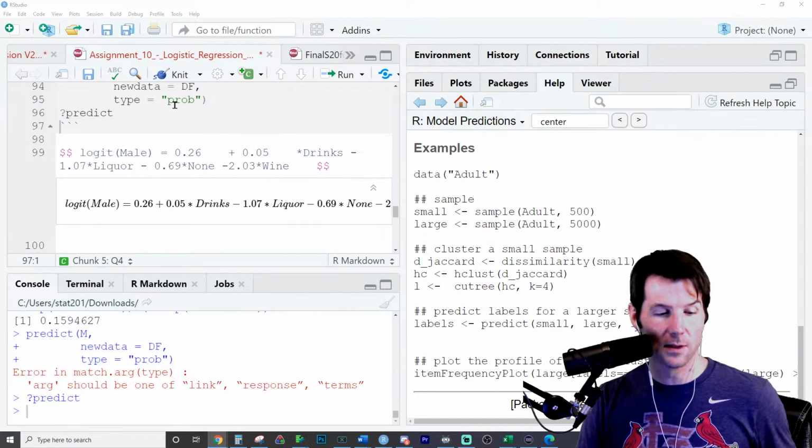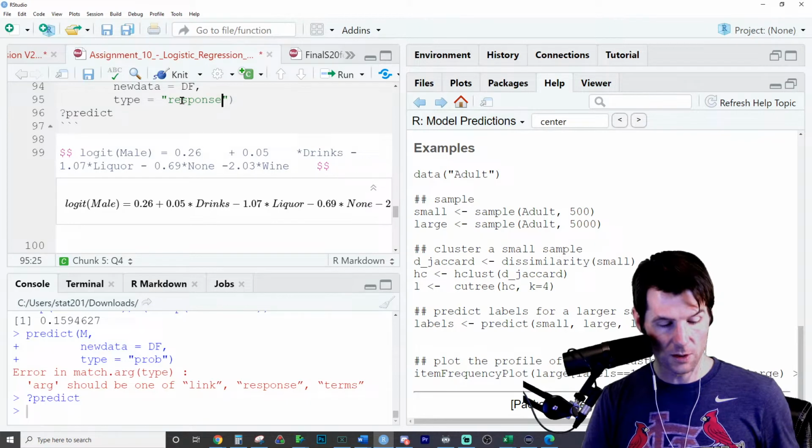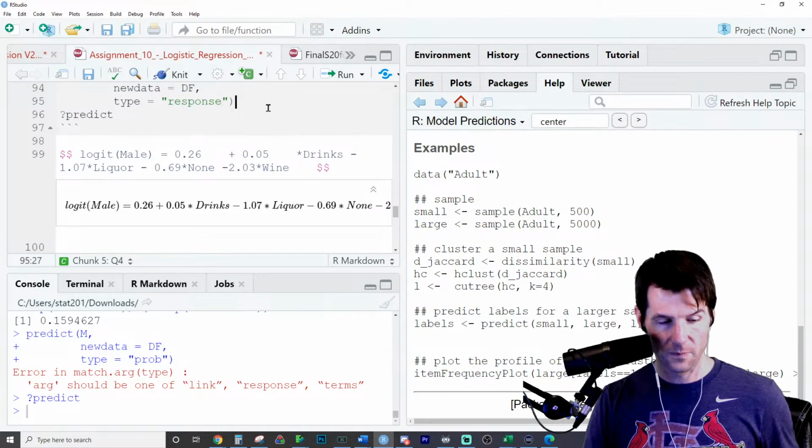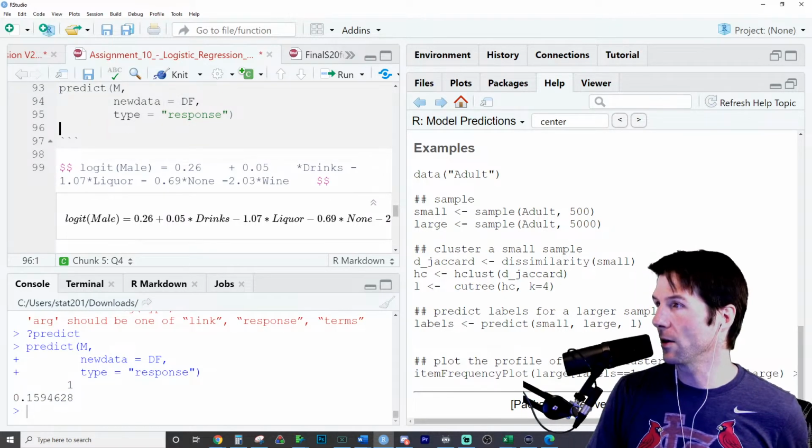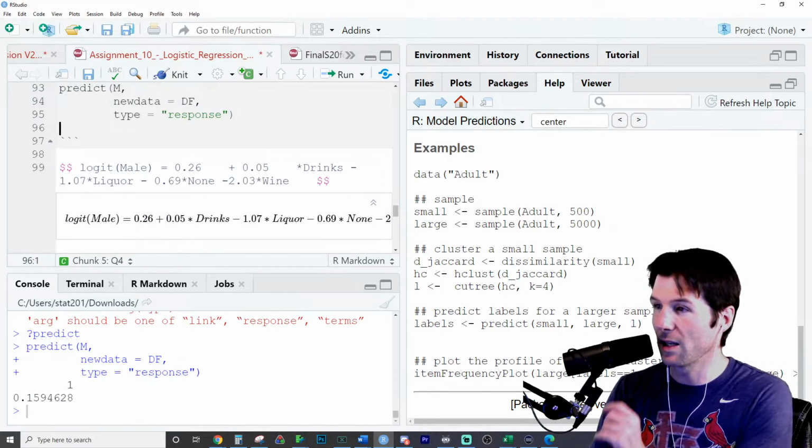Type response. There it is. I wish it said, oh, look, it literally says it right here. Like, I wish it said that. There it is. Yeah. So if you do that right there, it'll give you the probability.